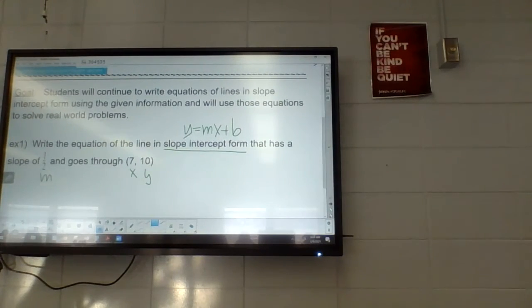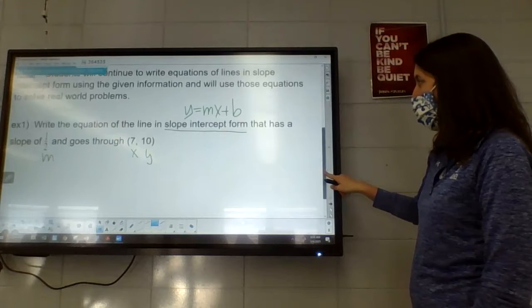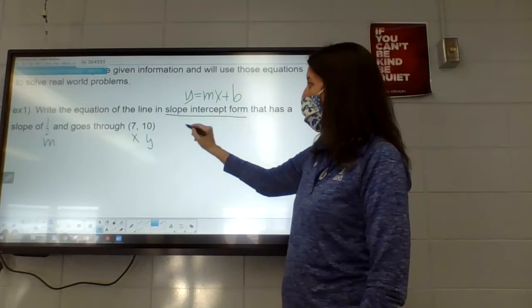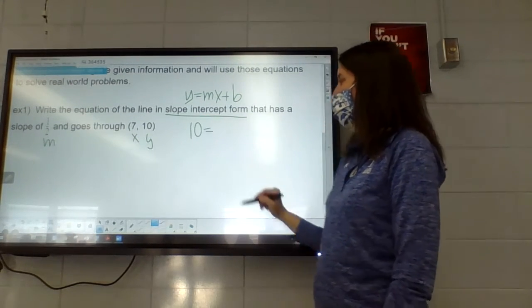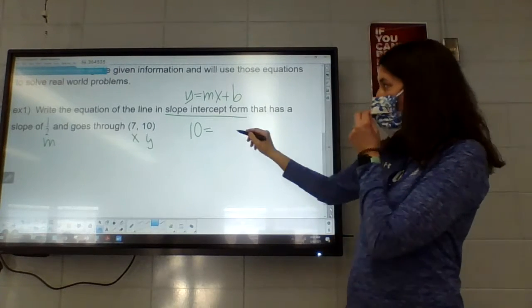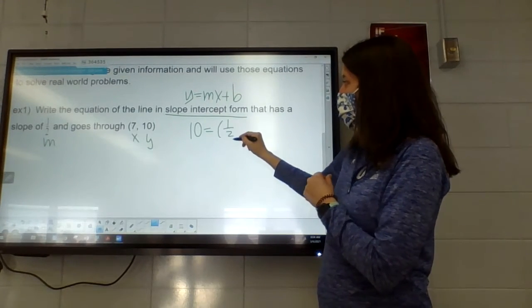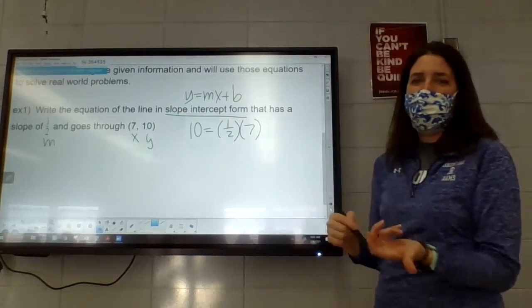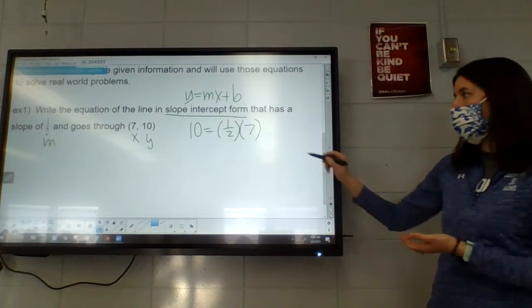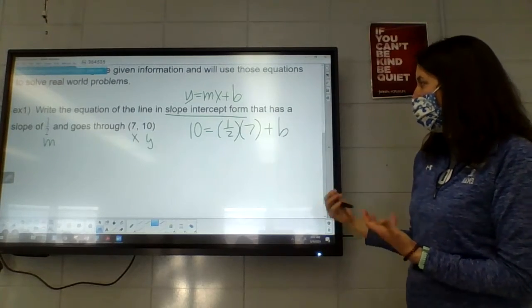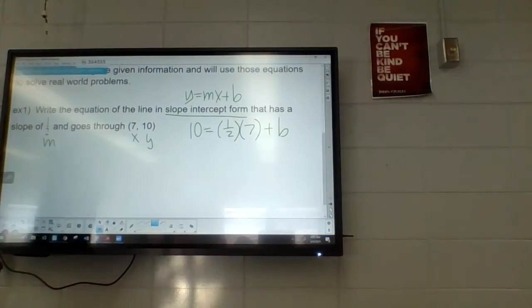Now, as you guys are doing this, this one doesn't work out to be terrible, but it's also not a nice whole number. So when you go to put this all into y equals mx plus b, the y is our 10, our m is a half, but the x is 7, and half of 7 is not a whole number, but it's also not like a ridiculous decimal repeating on forever. So half of 7 is going to be 3.5.